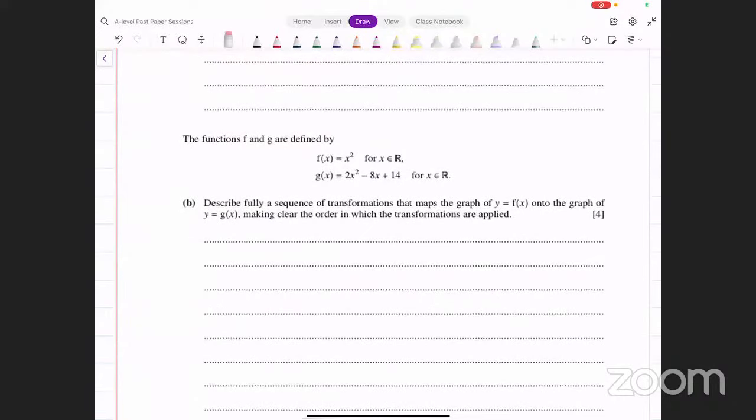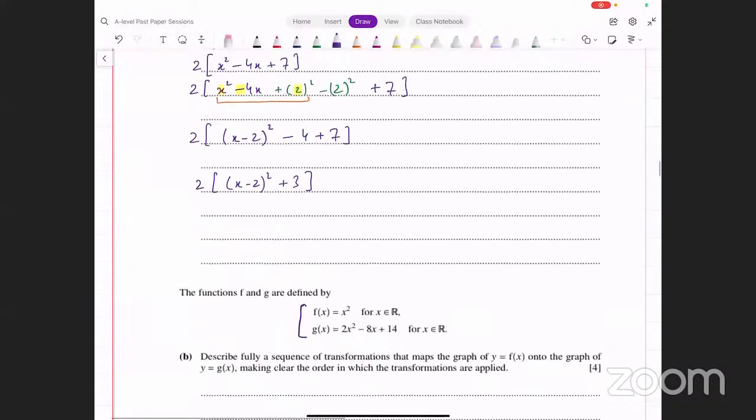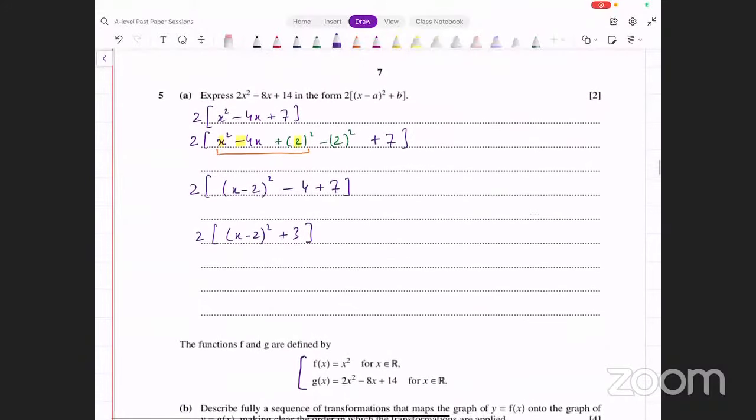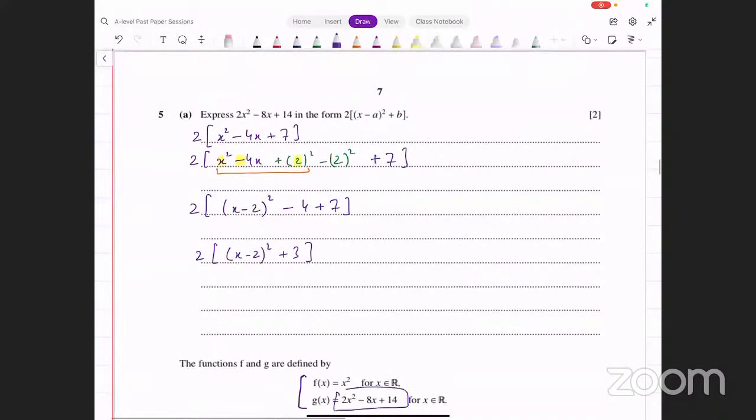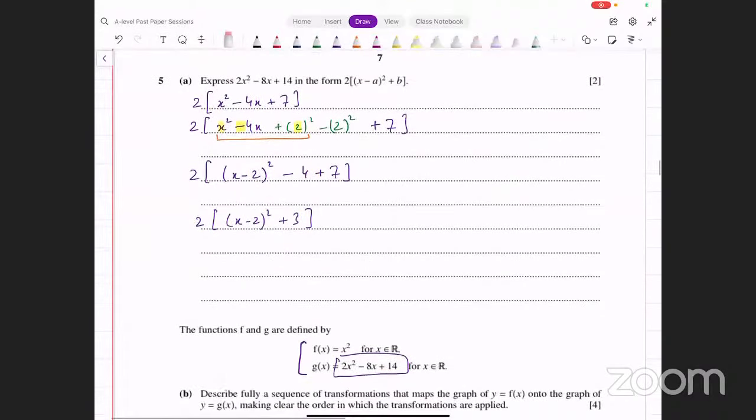It says the functions f and g are defined like this. ये आपको नजर आ रहा है. f of x equals x square and g of x equals 2x square minus 8x plus 14. That's actually what we had in the first part here. इसका हमने square complete किया था, pretty much.